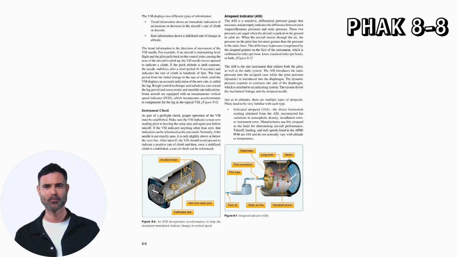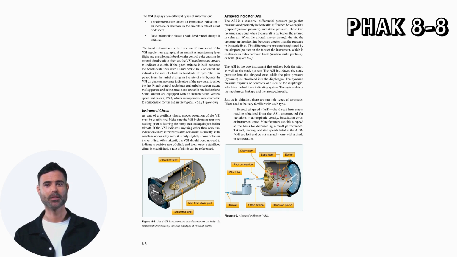The VSI displays two different types of information. Trend information shows an immediate indication of an increase or decrease in the aircraft's rate of climb or descent. Rate information shows a stabilized rate of change in altitude. The trend information is the direction of movement of the VSI needle. For example, if an aircraft is maintaining level flight and the pilot pulls back on the control yoke, causing the nose of the aircraft to pitch up, the VSI needle moves upward to indicate a climb.